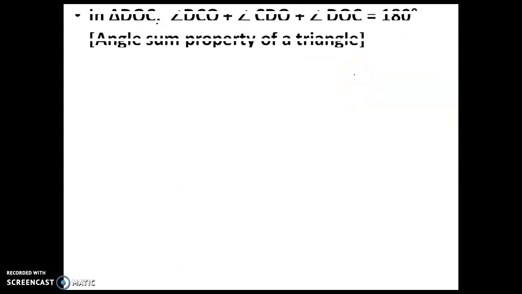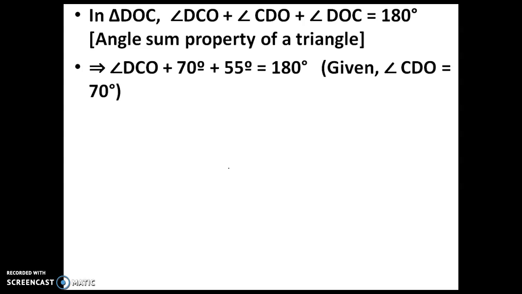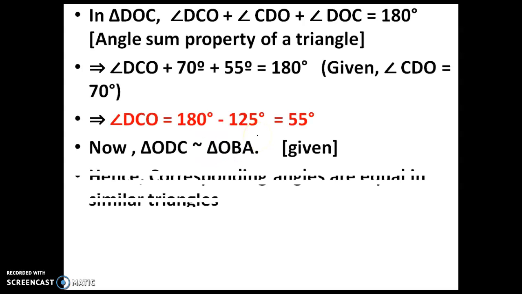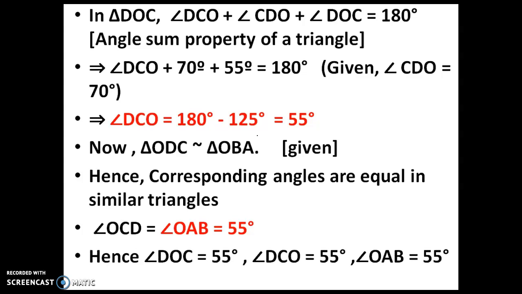Next slide. In triangle DOC, the sum of the three angles. In the picture you can see the diagram is here. So in this triangle DOC, two angles we know. This angle is 70 degrees, this angle is 55 degrees. This angle alone we don't know, so this is what is actually asked in the question.